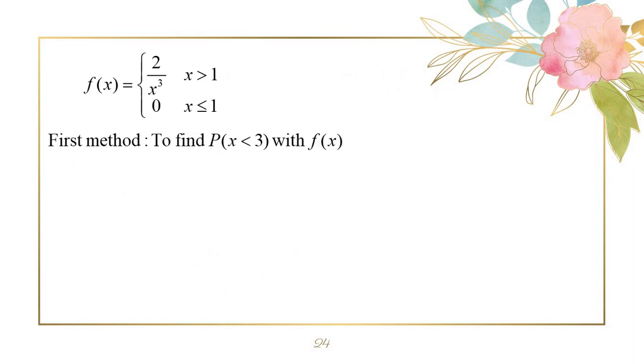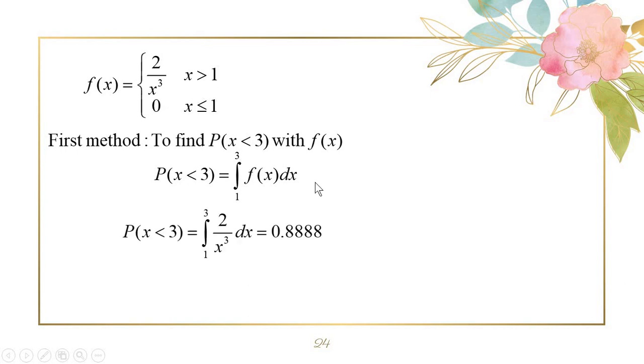Now we are going to find the probability that x is less than 3 using the PDF. This is the first method. You can use either the first method or the second method, and here I will teach you both. Using the PDF, to find the probability that x is less than 3, integrate the function f of x from 1 to 3, because the function is not equal to 0 only when x is greater than 1. Therefore, integrate the function from 1 to 3. Use your calculator. So this is the answer.